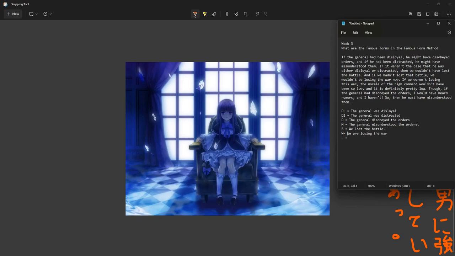L would be, the morale of the high command is low. And R would be, I heard rumors about the general's disloyalty. Okay? I apparently used a semicolon instead of an apostrophe. My apologies, everyone. Now that we have that, we need to schematize this.